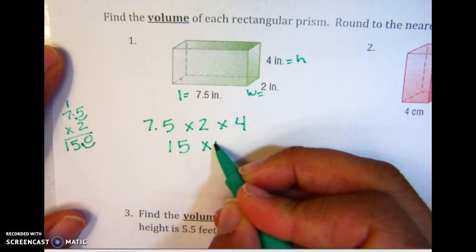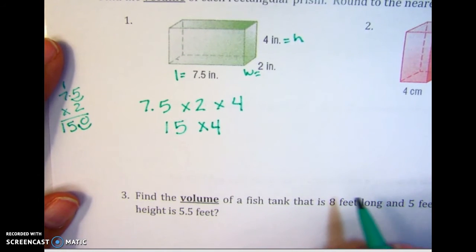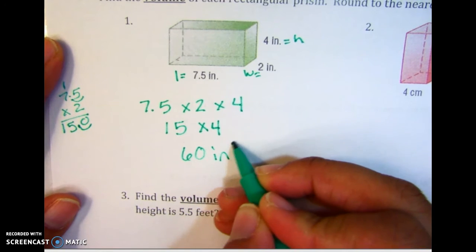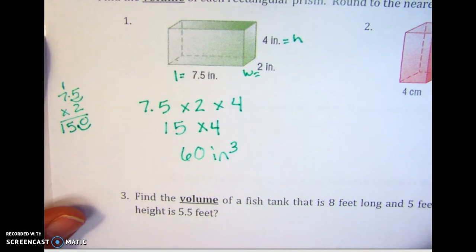And then 15 times 4. 15 times 2 is 30, so 15 times 4 is 60. 60 inches cubed. And that's my final answer.